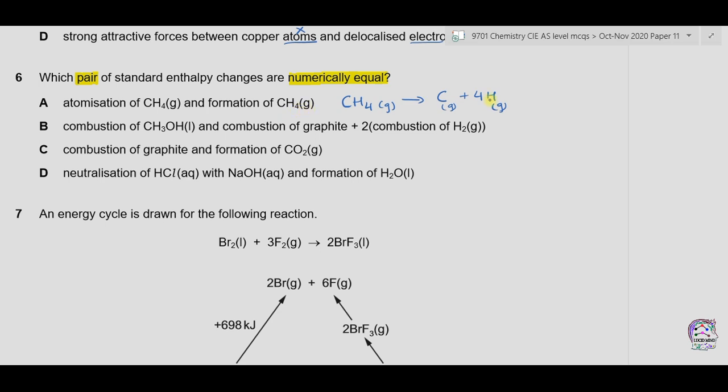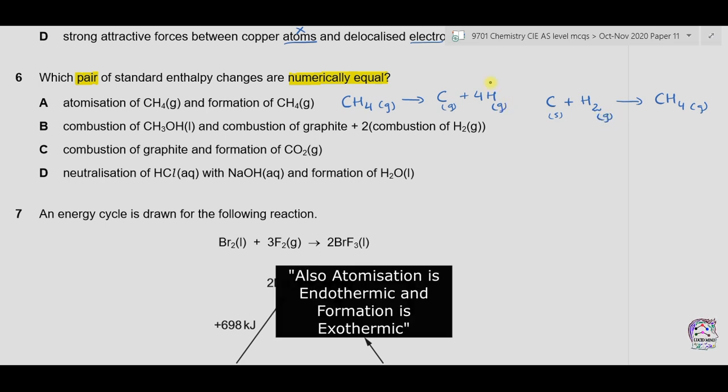While formation of CH4 means that the CH4 gas is being formed from its elements in their standard states. Now the elements are carbon and hydrogen, which exists as H2. So carbon will be solid and hydrogen will be gas. Now we can see that in atomization hydrogen is in atomic form, while in formation hydrogen is in molecular form. Again, carbon is in gaseous atomic form in atomization, while it is in solid form in formation. So therefore both are not equal.